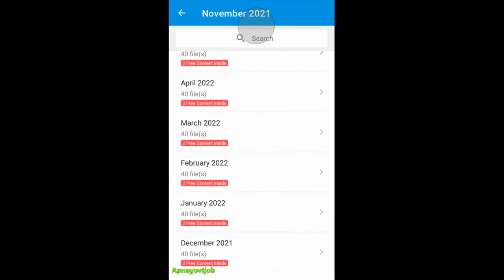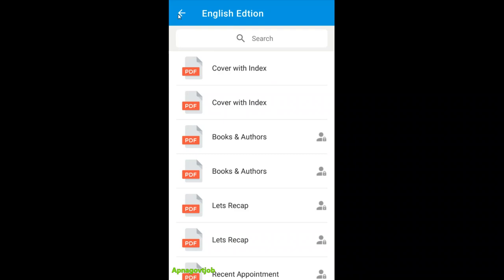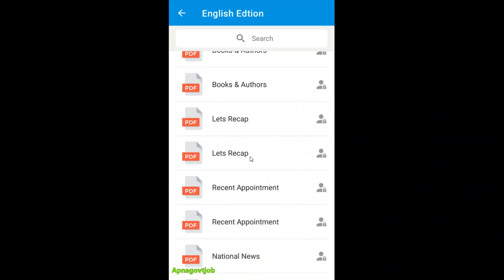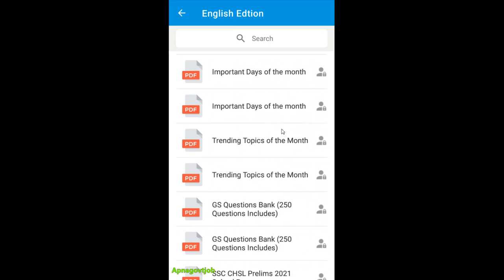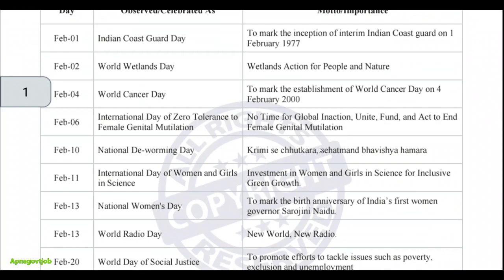Now see the most important thing and the speciality of Magazine Box: how you can use this to get the maximum result in your GK part. Suppose I click on the March month, and click on English because you are giving the exam in English. Those who are giving it in Hindi, Hindi is also there, no need to worry. Now suppose you want to study the important dates. Lots of files are there, so I click here, and you can see in a single file you can revise all the important days of the month. This is the specialty of Magazine Box.